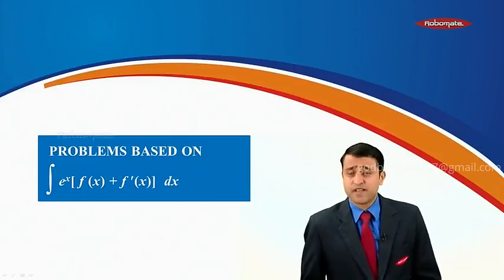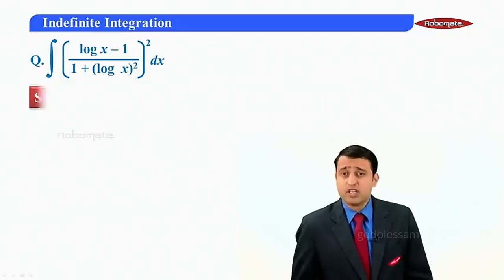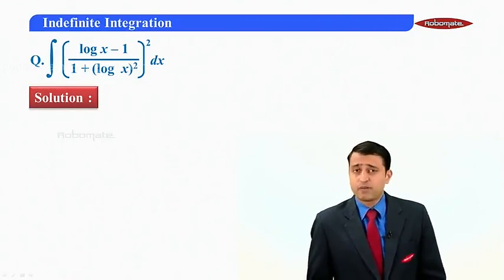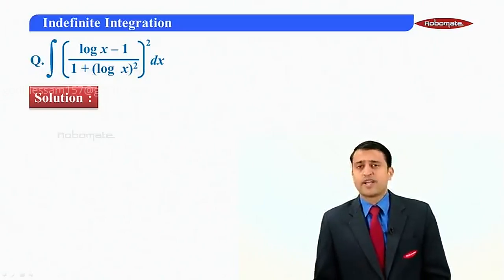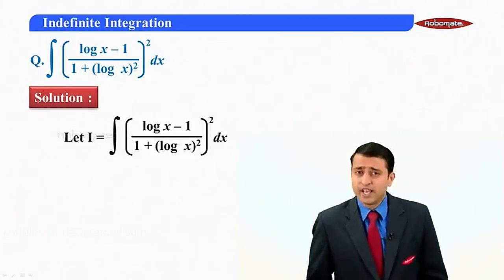brackets f of x plus f dash of x dx. And in this module, let's take a very interesting question. Now the question says integral of (log x minus 1) upon (1 plus log x square) the whole square dx. Now my dear students, let's assume this to be our integral I.